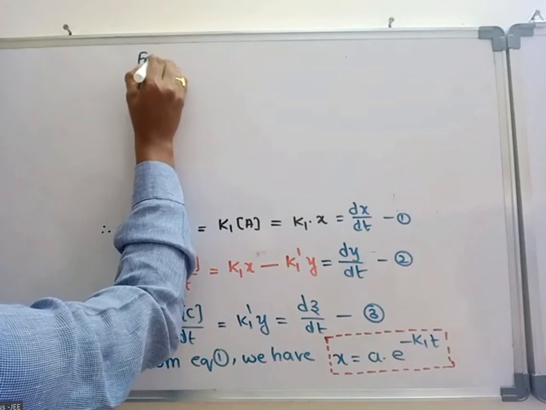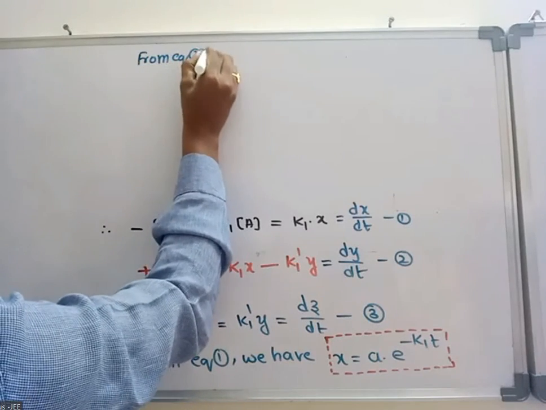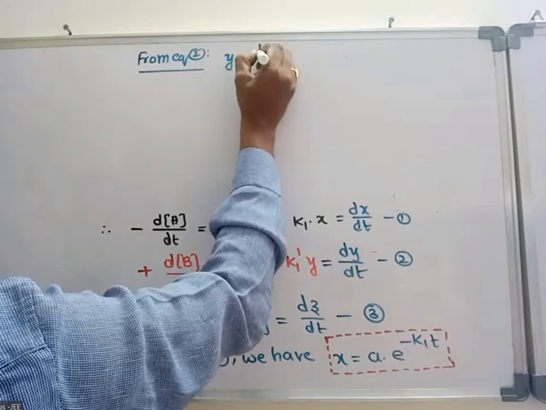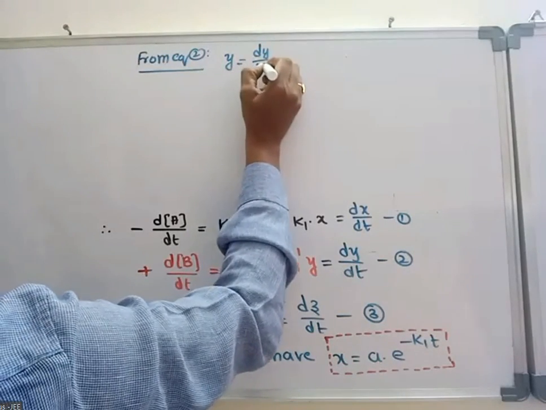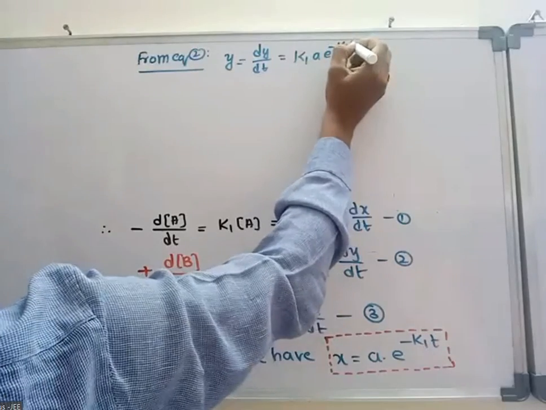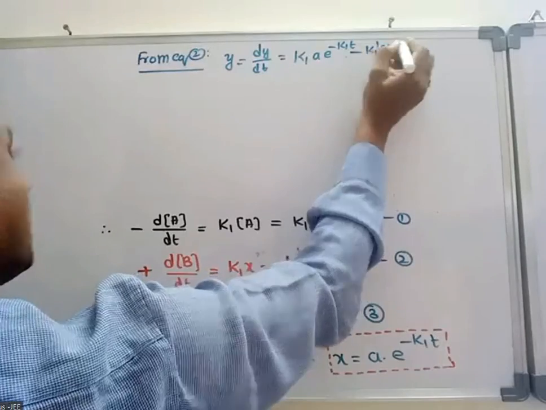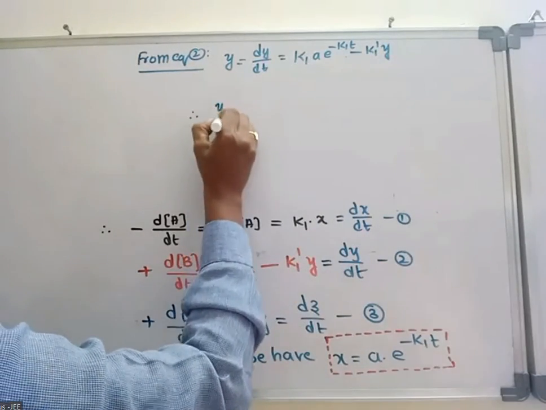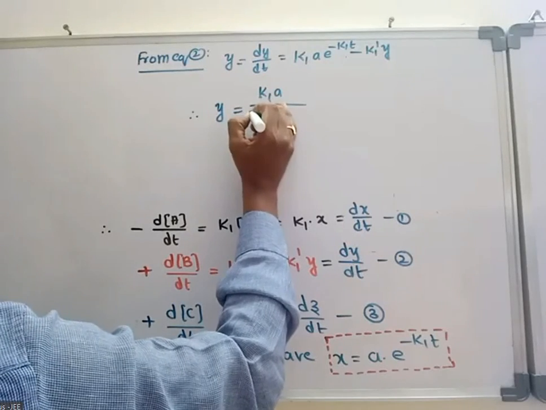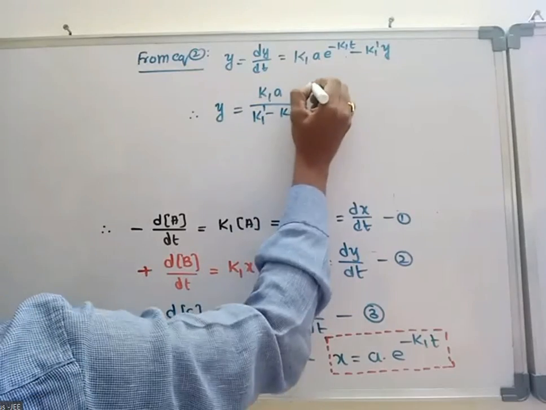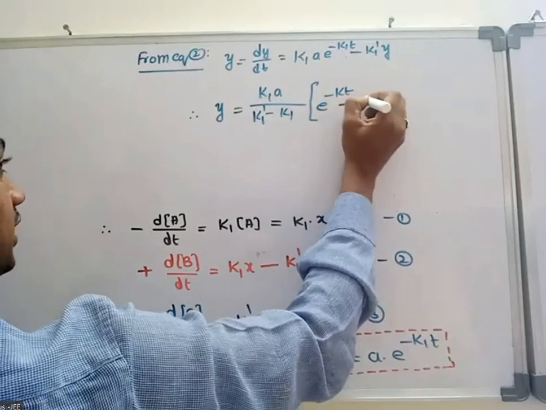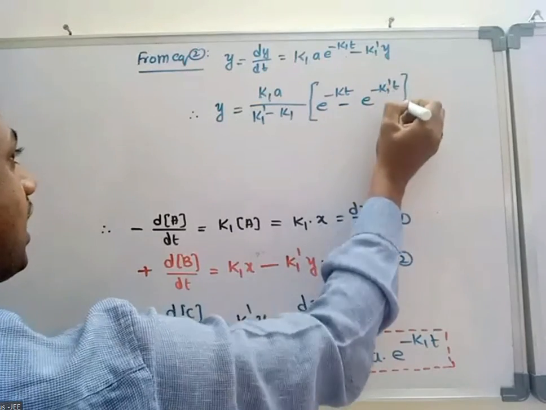From equation 2, dy by dt equal to K1 into A into e power minus K1 into T minus K1 dash into Y. Therefore, Y equal to K1 A by K1 dash minus K1 into e power minus K1T minus e power minus K1 dash into T.